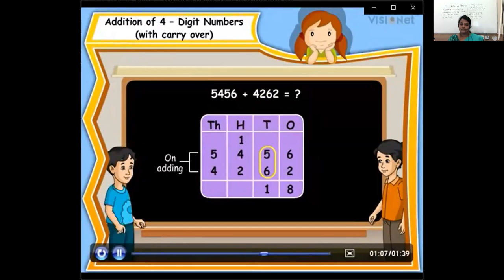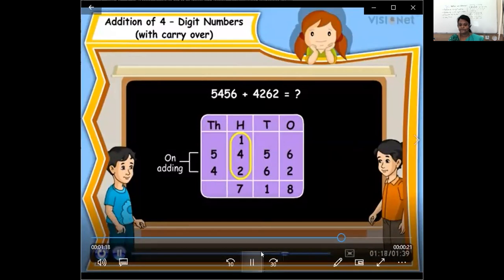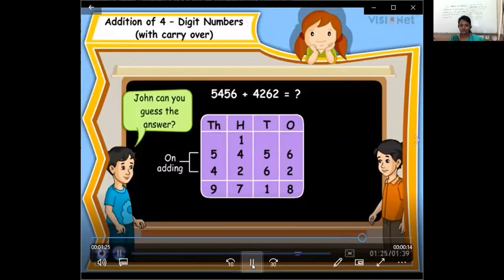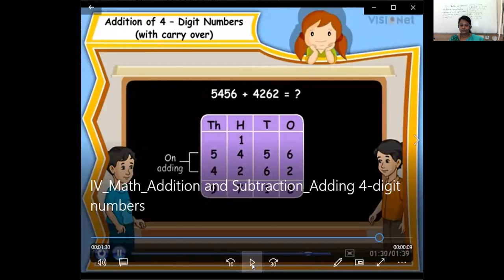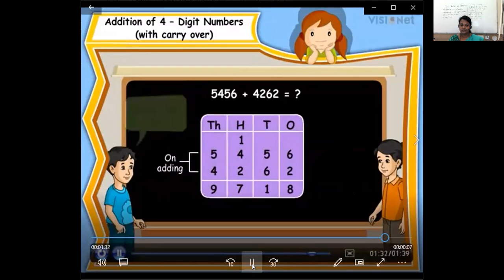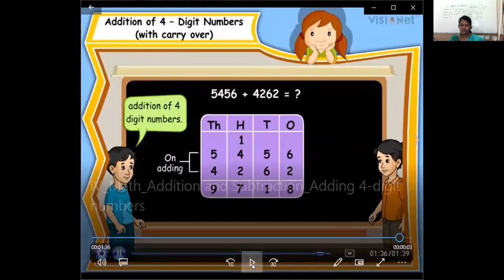Now we add hundreds, that is 1 plus 4 plus 2, which gives us 7. We place it at hundreds. Now we add thousands term, that is 5 plus 4, which gives us 9. John, can you guess the answer? Yes, it's 9718. You are right, John. Now you got the method of addition of 4-digit numbers.